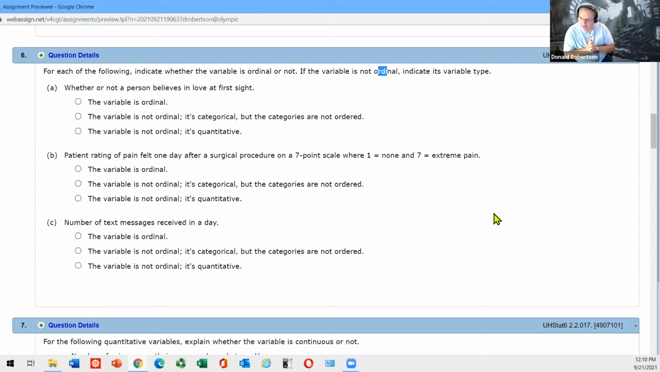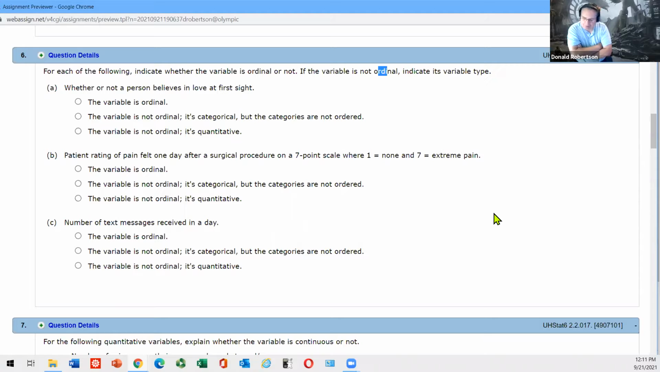It is ordinal. But you might say, but it's got numbers. Well, aren't you allowed to have numbers as codes? Because isn't the code 1 just for the word none? They could have just said none, couldn't they? But they're saying 1. It's easy to control. And isn't it in order? So that's what makes it ordinal.